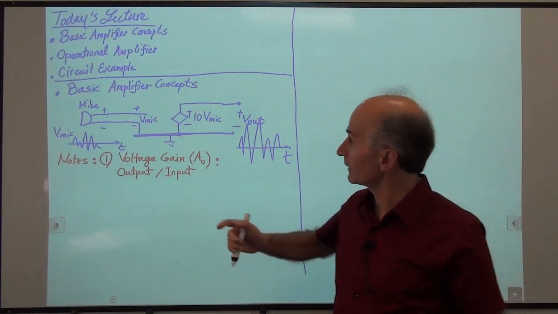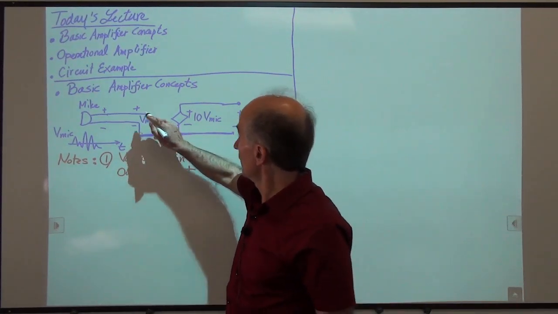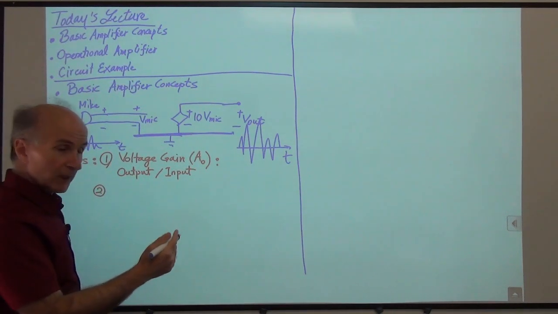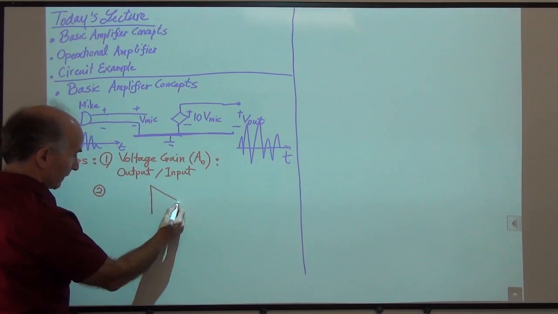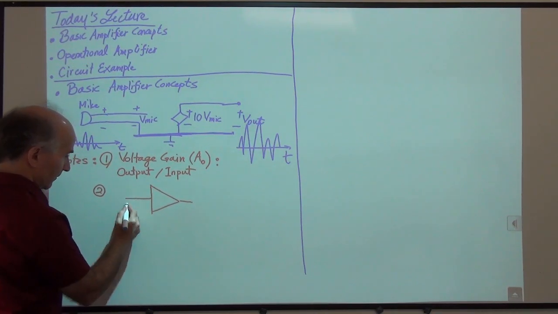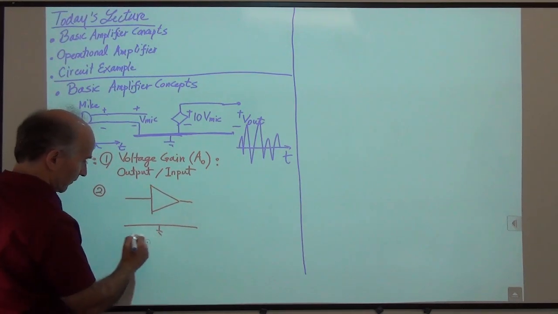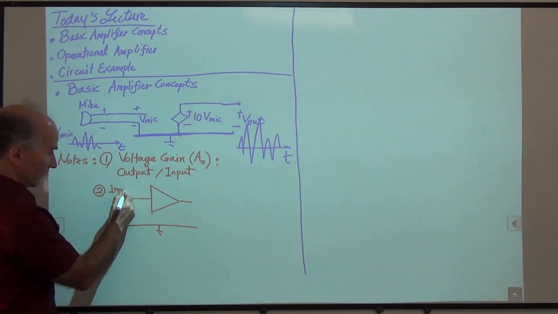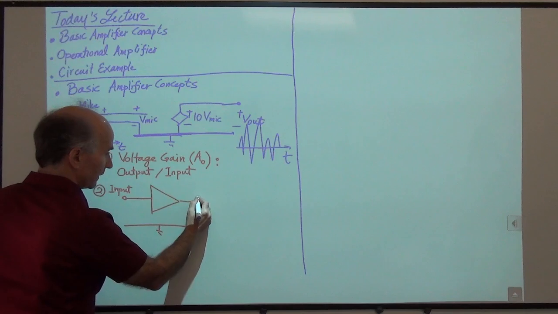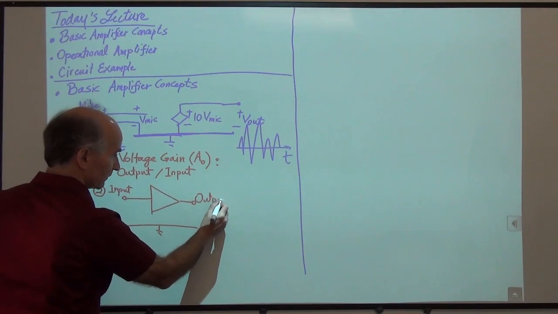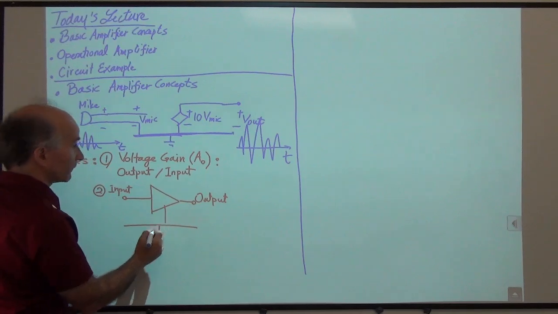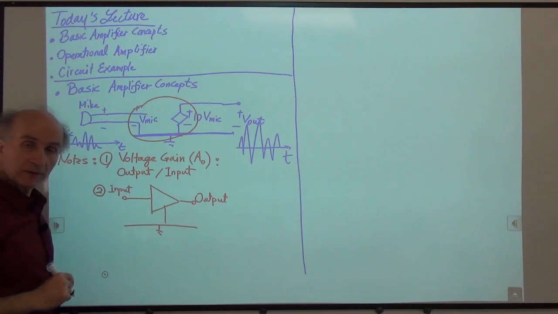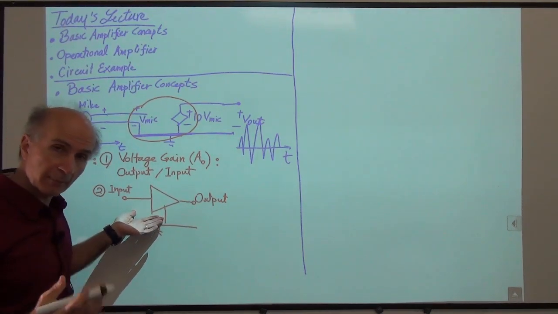All right, the second point is that if we sit here and think of this, we can create a simplified picture that looks like this. So that's our input, this is our output, and I have placed this whole thing inside this rectangle. This rectangle is a symbol we use for amplifiers.